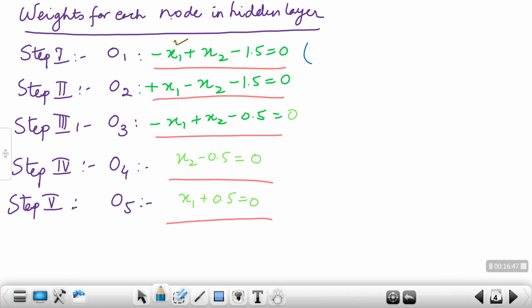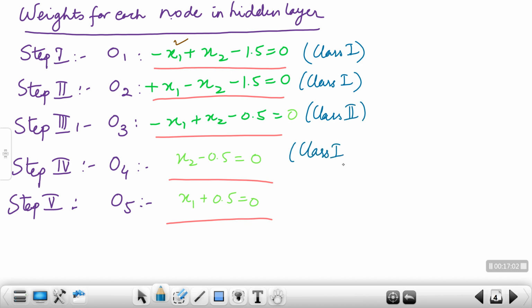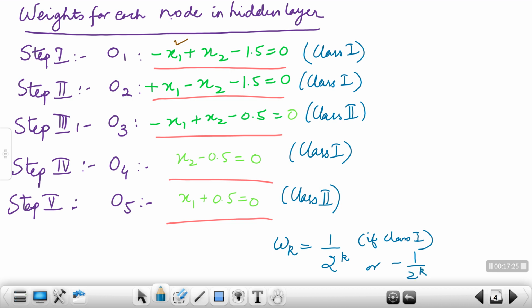When we consider this O1 classification, this classified the patterns from class 1. This again we took patterns from class 1. Here we classified the patterns from class 2. Here we again classified patterns from class 1. And here again we classified the patterns from class 2. Now the equation for the weight at any step k is 1 upon 2 raised to k if it classifies class 1, and minus 1 upon 2 raised to k if it classifies class 2.